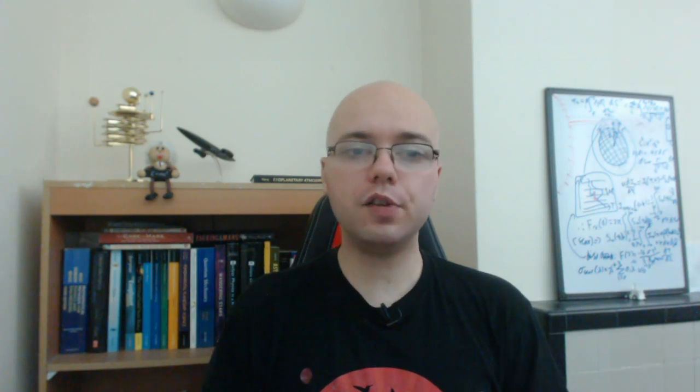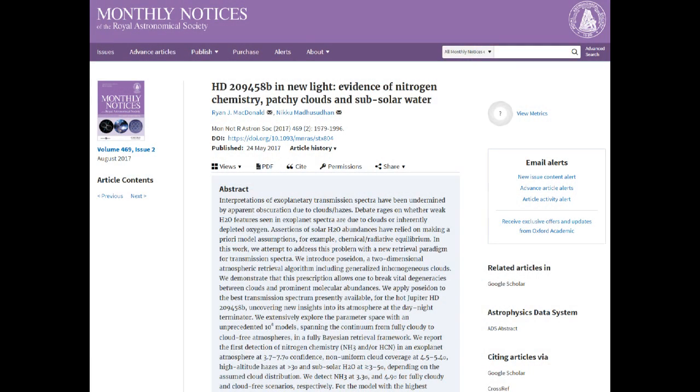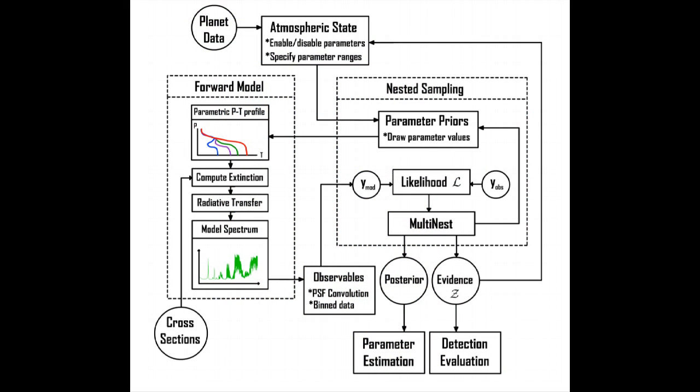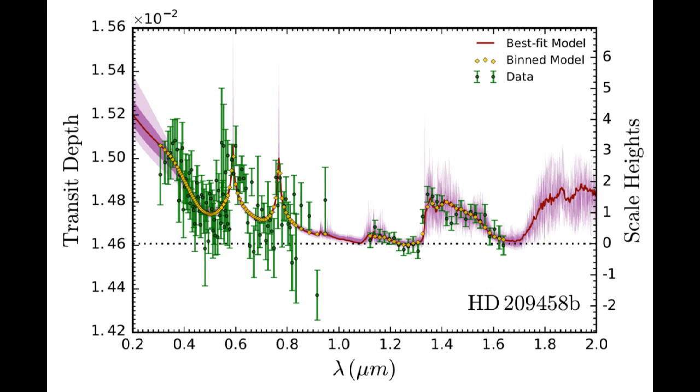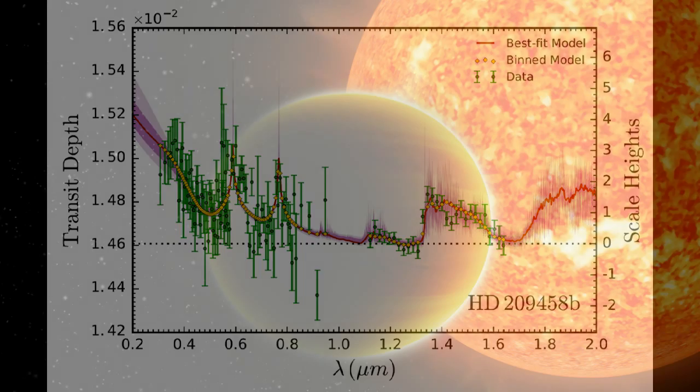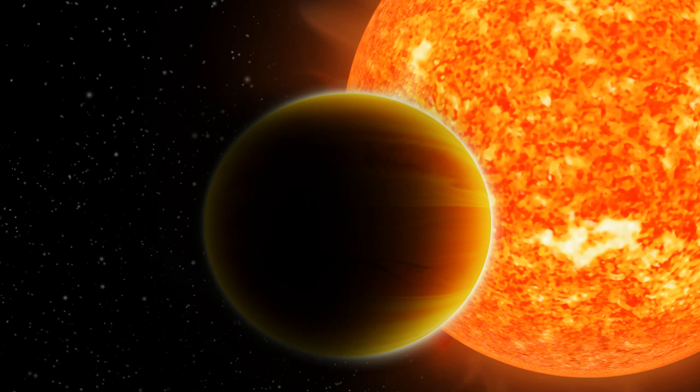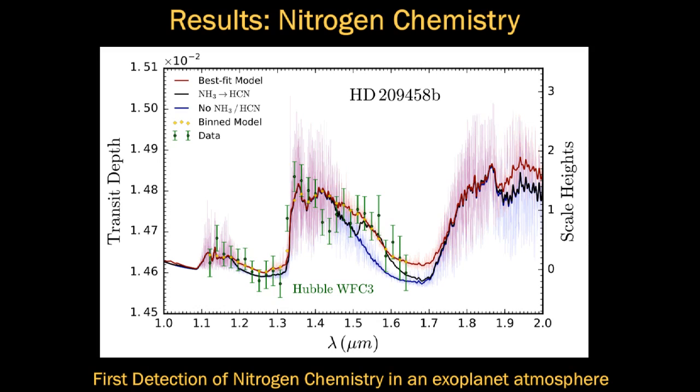Earlier this year, I submitted a paper, now published in Monthly Notices of the Royal Astronomical Society, that outlined how the Poseidon algorithm works. In this paper, I applied Poseidon to the highest quality transmission spectrum available at the time, that of the hot Jupiter HD 209458b, and found some really exciting results. So let's dive straight into them. If we focus in on the infrared observations taken by the Hubble Space Telescope's Wide Field Camera 3, then we see something very interesting.